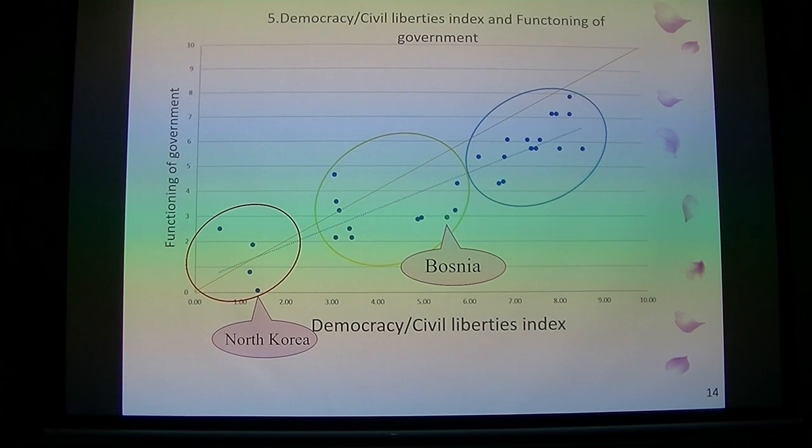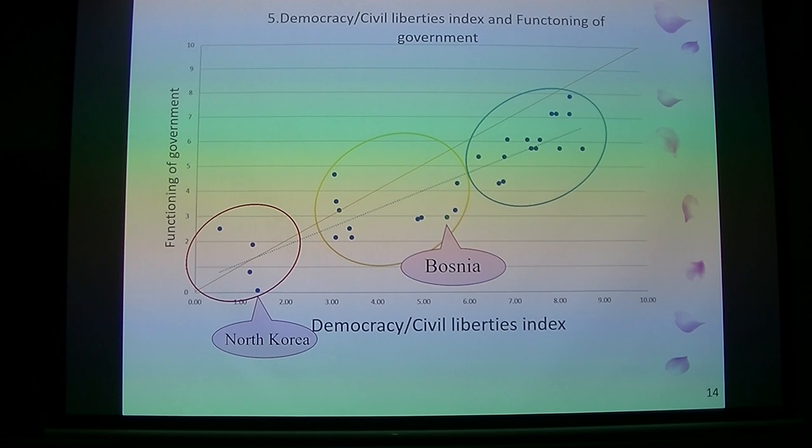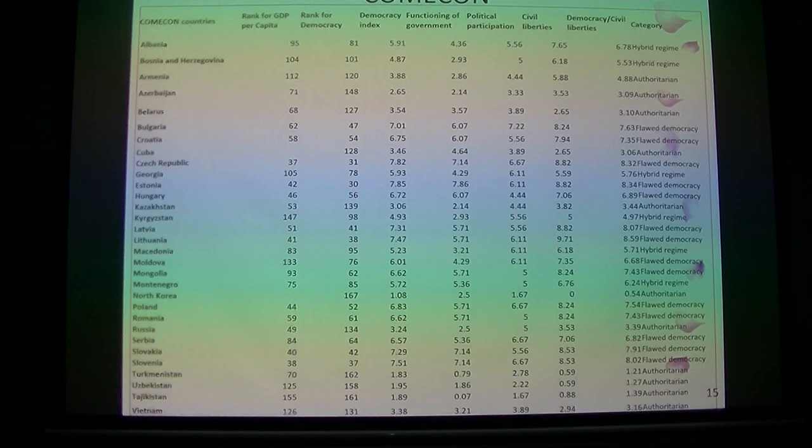And in the high group, in which the dots of the countries are in the top right corner, countries like Albania, Hungary, Estonia, Latvia, Lithuania, and Montenegro belong to that group, and they have higher scores for each variable. So it shows the balance between GDP per capita and democracy. And this is very small.